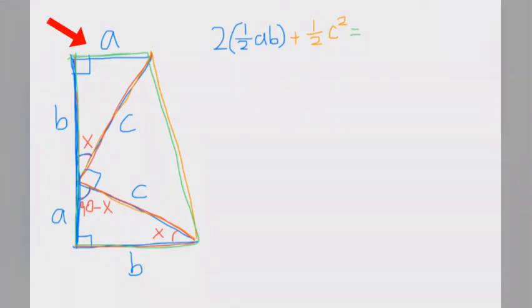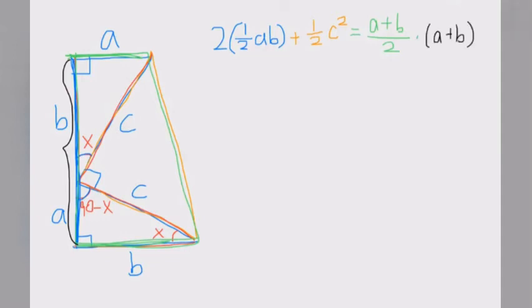Base 1 would be A plus base 2, which is B, divided by 2 times height. This here is the height, which is the sum of A and B. So here we have an equation.